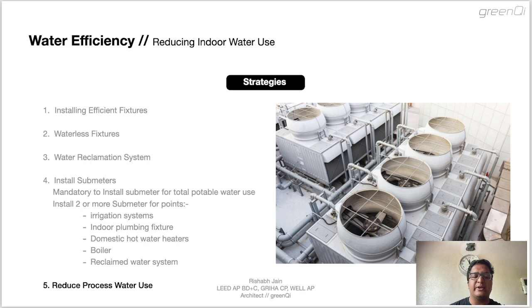The last strategy to reduce indoor water use would be to reduce processed water. Processed water is all of the building's water that is used for industrial purposes in building systems such as cooling towers. Instead of using fresh potable water for cooling towers, we can use treated rainwater or reclaimed water for it. This would overall reduce the potable water requirement substantially. Usually, when we try to optimize anything that is linked to operations, we tend to make a substantial amount of savings.